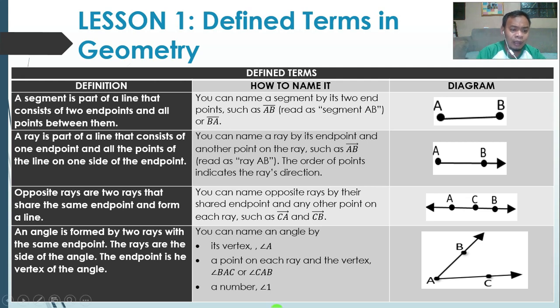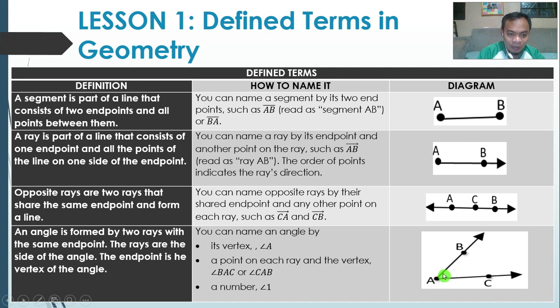So next, an angle. Angle is formed by two rays with the same endpoint. The rays are the side of the angle. The endpoint is the vertex of the angle. So we have here the diagram. So this is our ray. Okay? Ray. We have ray AB. And we have also ray AC. So they shared the same endpoint.